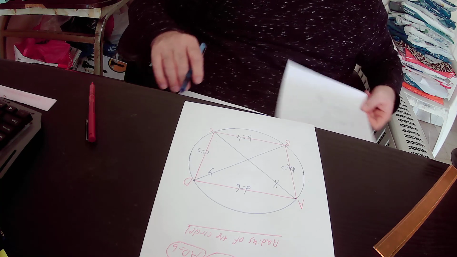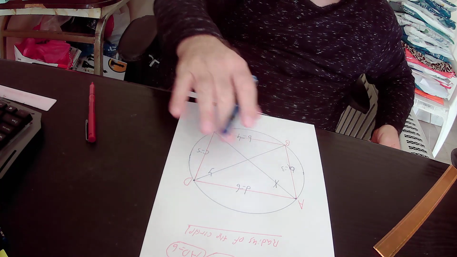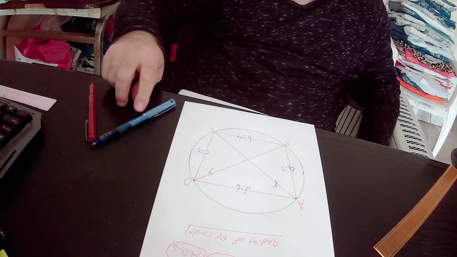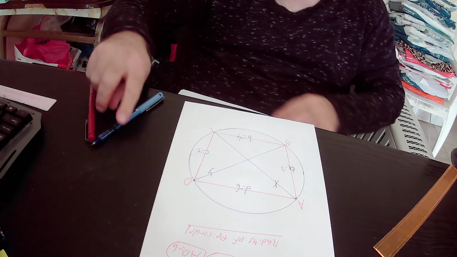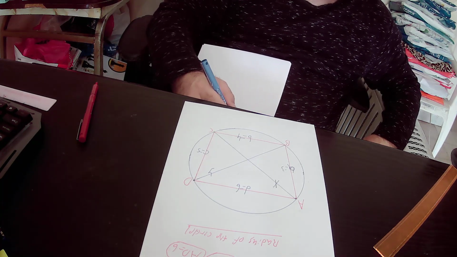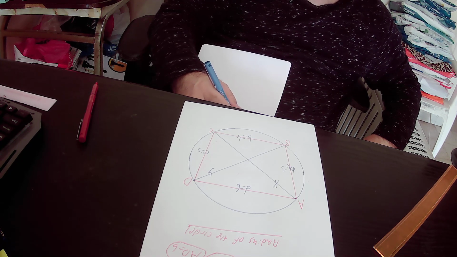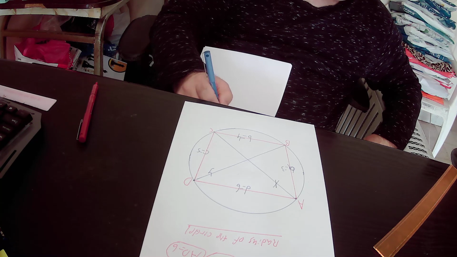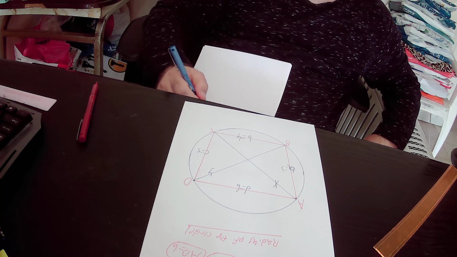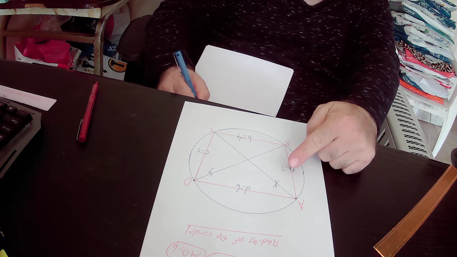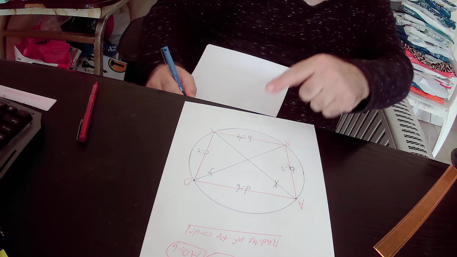Therefore, the area of quadrilateral ABCD will be equal to the area of triangle ABD plus the area of triangle BDC. Okay, so write it down. The area of quadrilateral ABCD, according to the second equation, equals the area of triangle ABD, this triangle, plus the area of triangle BDC, this triangle.